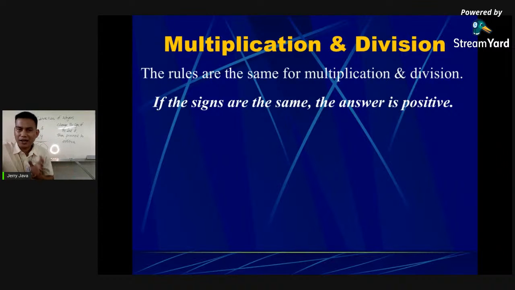If the signs are the same, the answer is positive. When we say the same, it can be positive, positive, or negative, negative, as long as they are the same signs or like signs. Even if it's negative, negative, the answer is positive. It is not negative. Positive, positive, the answer is positive. Negative and negative, the answer is positive. Okay? If unlike signs, we'll have that later.